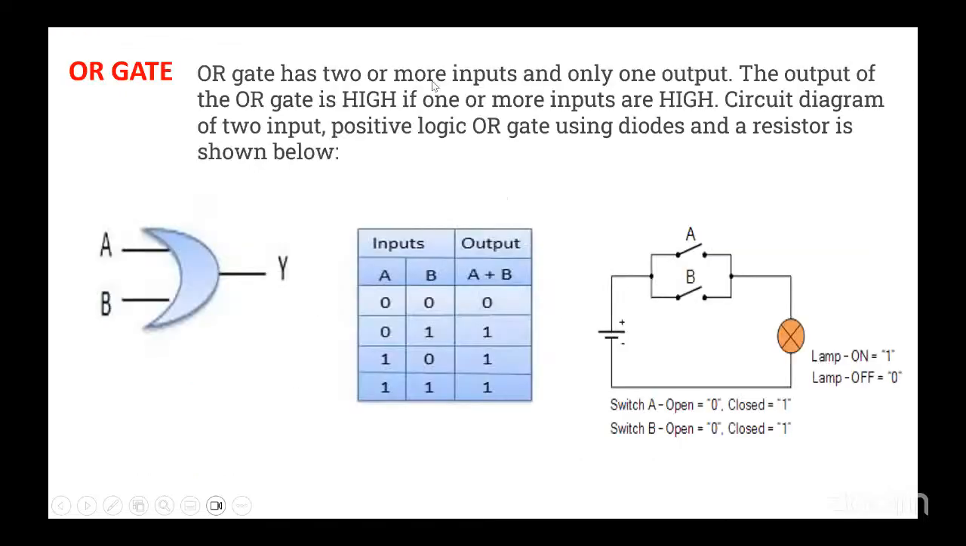So you can go through the OR gate here. When there are two or more inputs, you can see here A and B, only one single output is given, the output of the OR gate. Here you can see the 5 volt DC supply, a bulb, and two switches, A and B, connected in parallel. A or B, two switches are there. I am going to explain this circuit now.